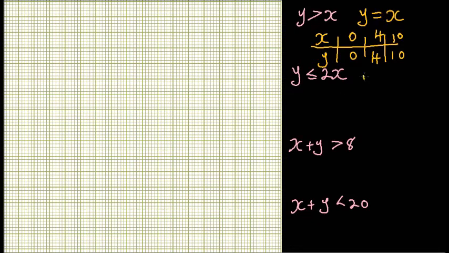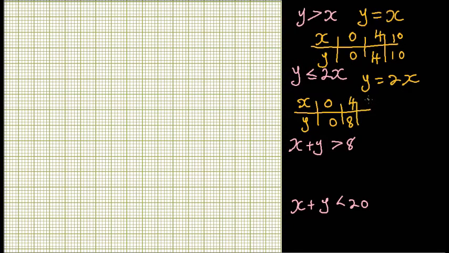Then we can write y equals 2x as a linear function or equation. We can make a simple table here, this is our x, that is our y. When x is 0, y is 0. When x is 4, y is 8. When x is 8, y is 16. We are going to use those values to plot this graph.